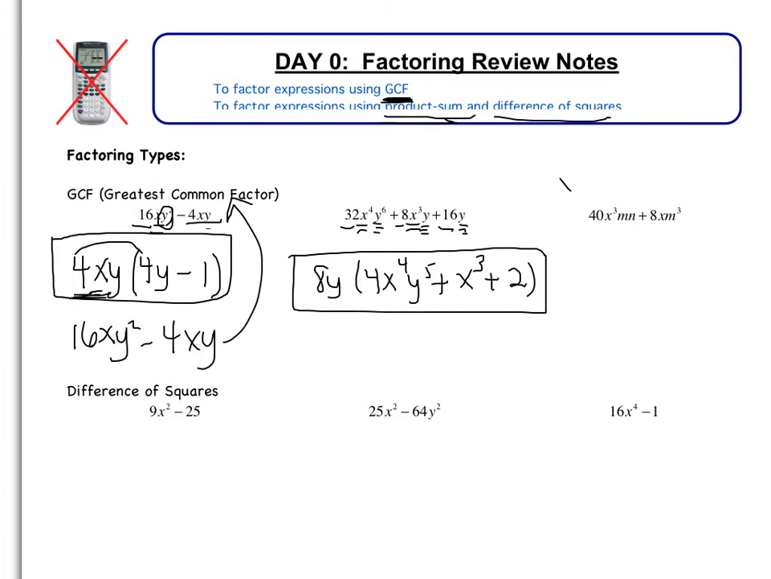Right now, pause the video and try this third example on your own, please. Okay, you should have factored out 8xm. You're left with 5x squared n plus m squared. Hopefully that one went well for you. If not, go back and see if you can find your mistake.